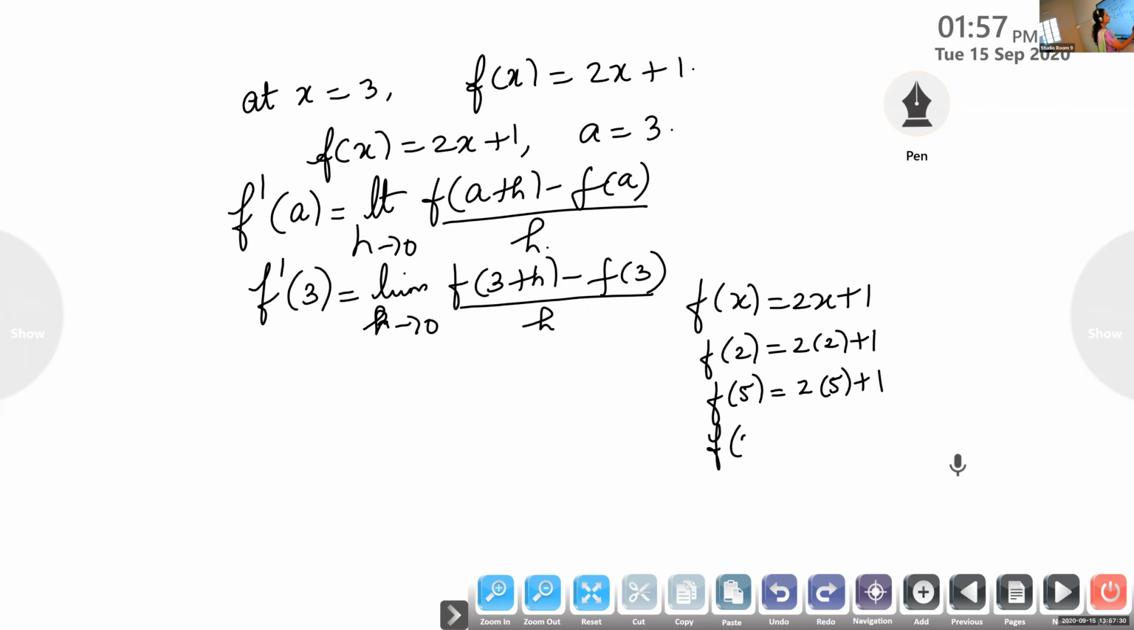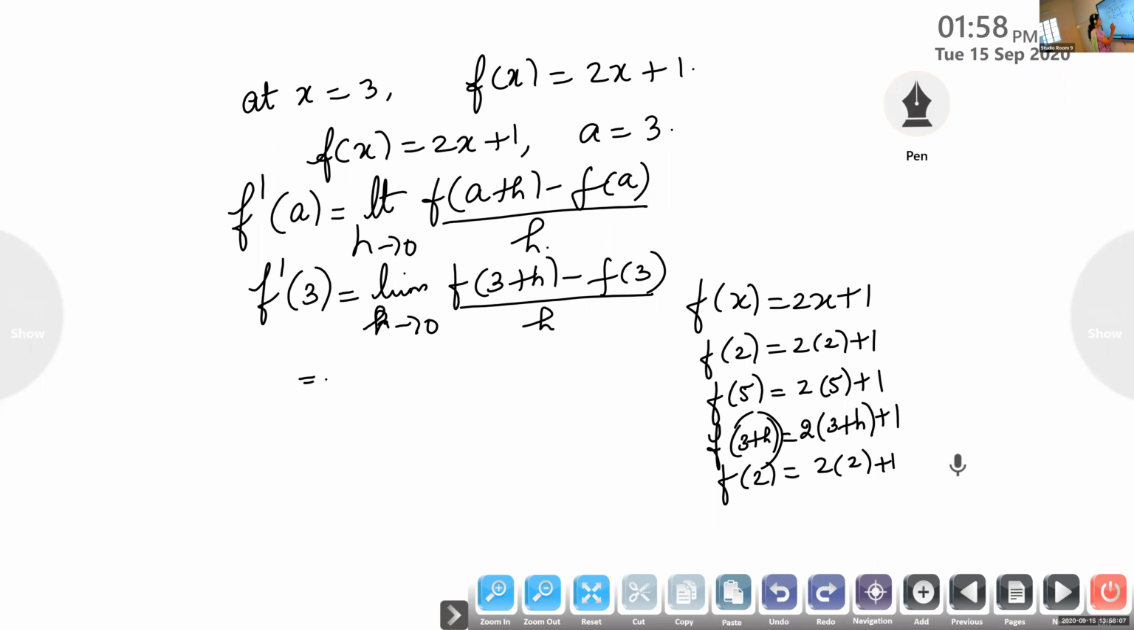Likewise, what is f of 3 plus h? In the place of x we are putting 5 means we put x is 5. Now what is f of 3 plus h? 2 into 3 plus h plus 1. In the place of x, we substitute 3 plus h. What is f of 2? 2 into 2 plus 1; in the place of x, we have x as 2. The same property is what we are going to use here.